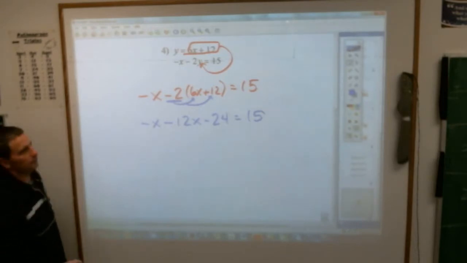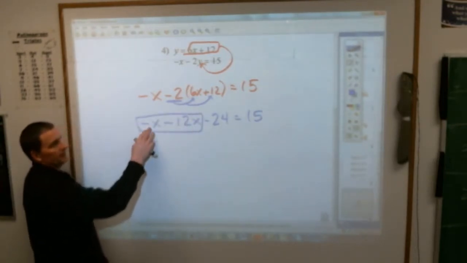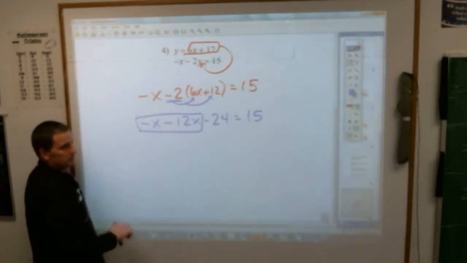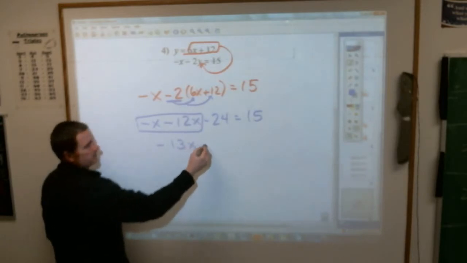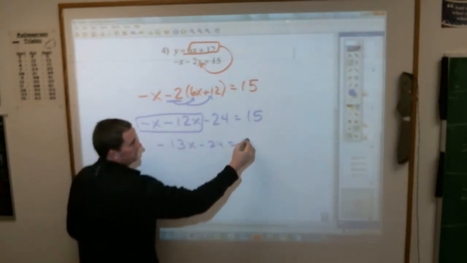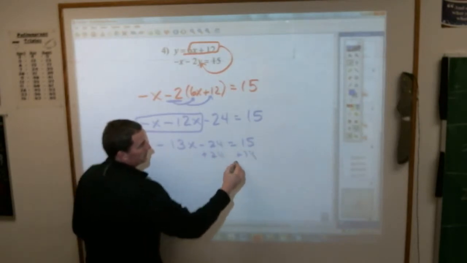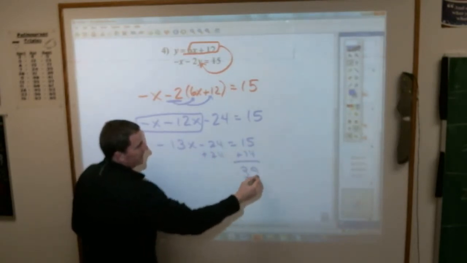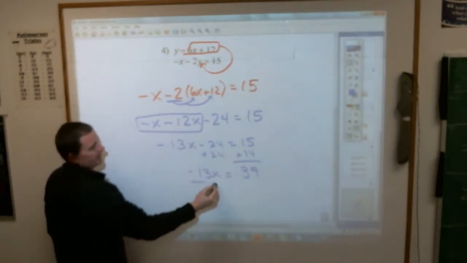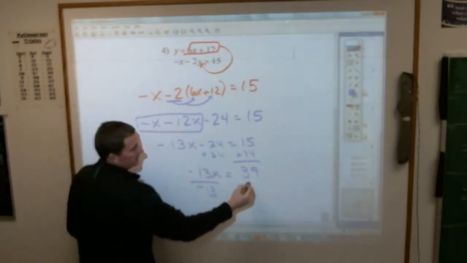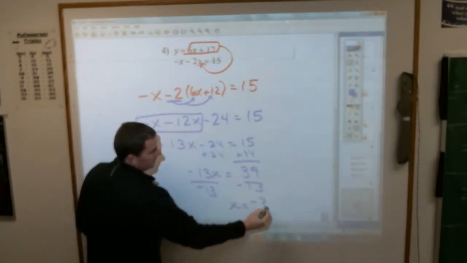Now simplifying and solving, I can put together these two x terms. Negative x and a negative 12x is negative 13x, minus 24 equals 15. You add 24, you end up with 39, which is good because 13 goes into 39. Divide by a negative 13, divide by a negative 13, x is going to be negative 3.